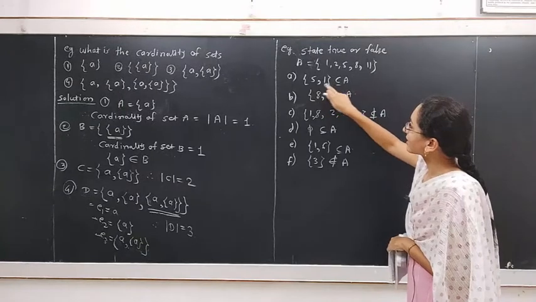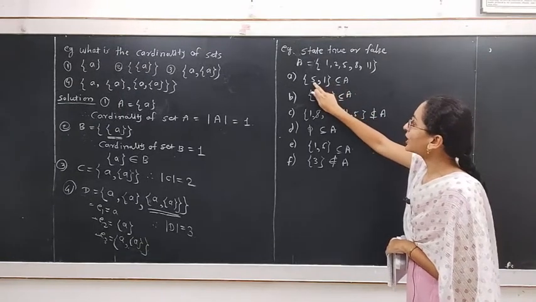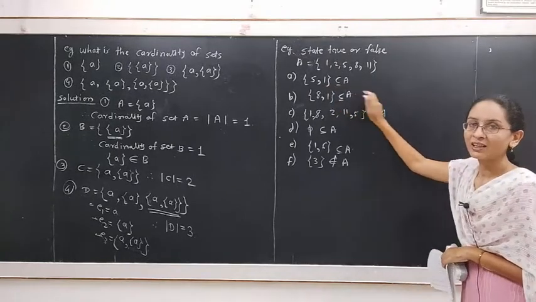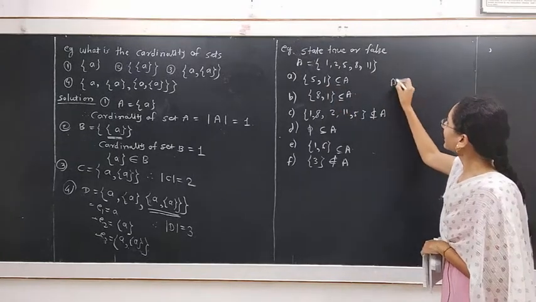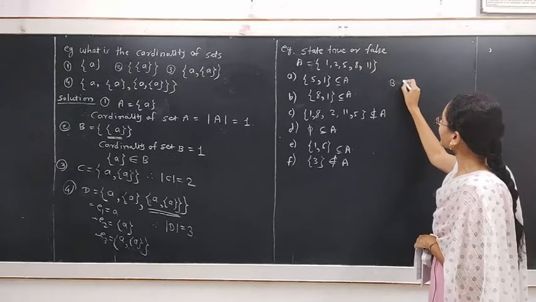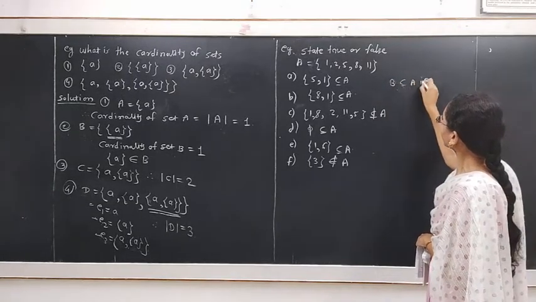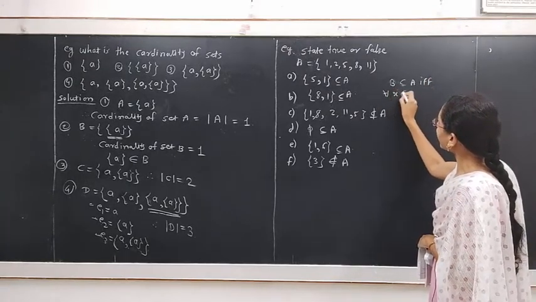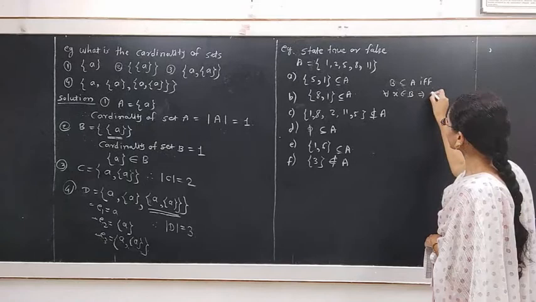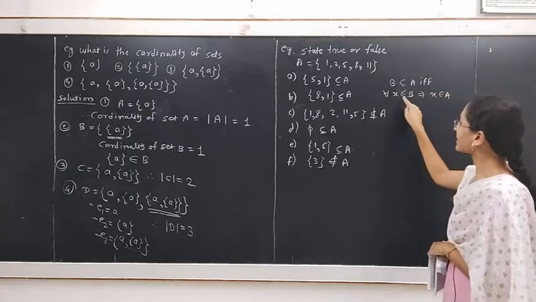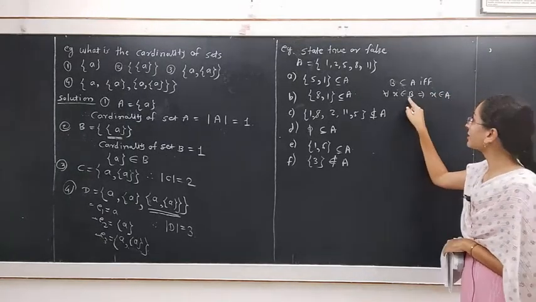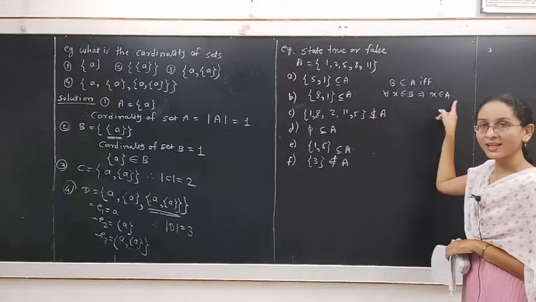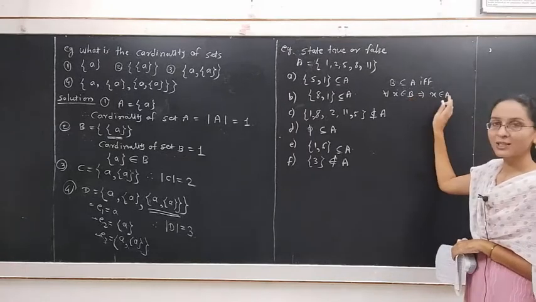First statement is: the set having 2 elements 5 and 1 is a subset of A. We know that set B is a subset of set A if and only if for all x, x belongs to B implies x belongs to A. This is the sign for x belongs to set B. Every element of set B belongs to the set A. Then we say that B is a subset of A.